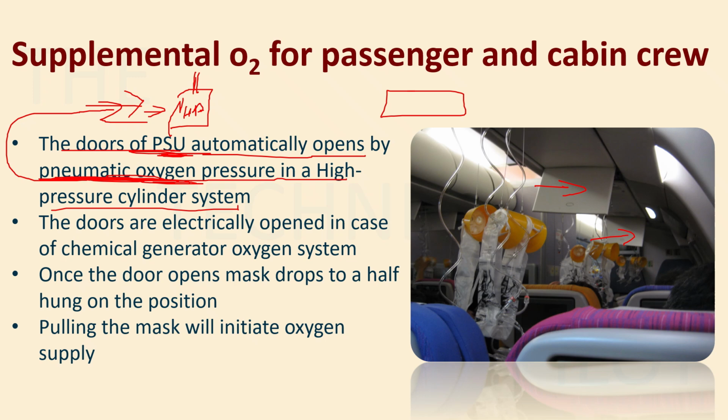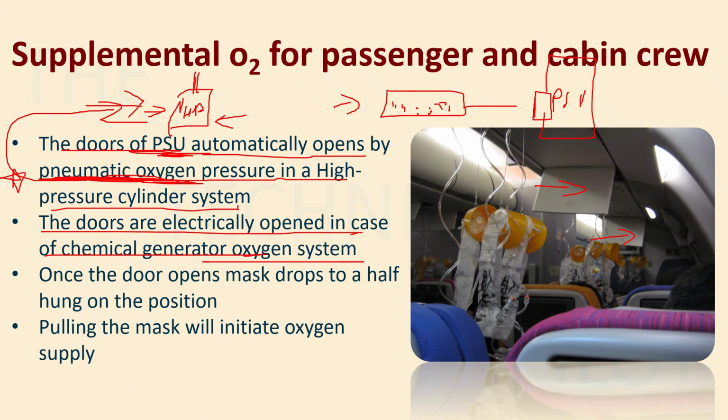And in case of your chemical generators, in which the reaction will first happen, it will take some time to build up the pressure, right? So in that case, the doors are electrically operated. There might be a solenoid that is fitted, and the solenoid will operate the passenger service unit doors, right? So this is also a very important question for your exam. Remember that in a high pressure cylinder system, your PSU doors open by pneumatic, and in case of your chemical generators, the doors open what? Electrically, right?